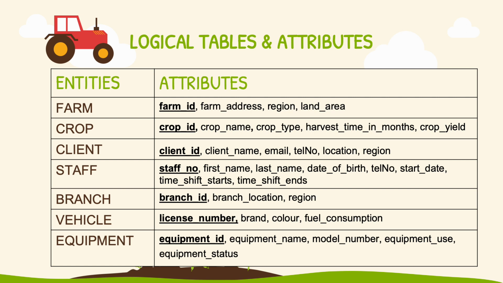A staff number serving as a primary key for the staff is a very essential attribute. It contains the first name of the staff, the date of birth, the telephone number, the start date of that particular staff, the time the staff starts to work, and then the time the staff goes home and ends work. A branch.